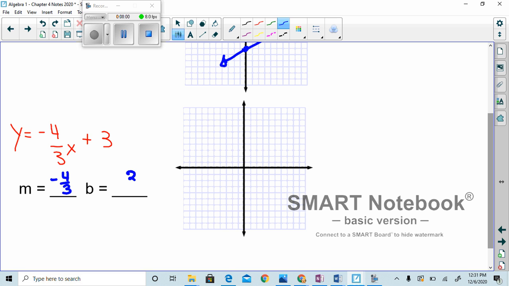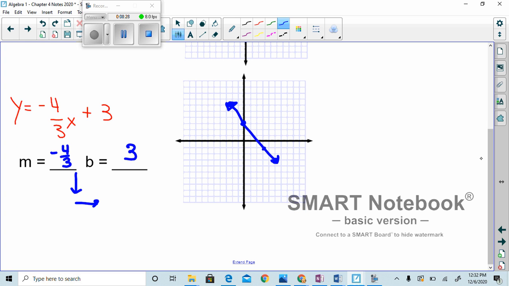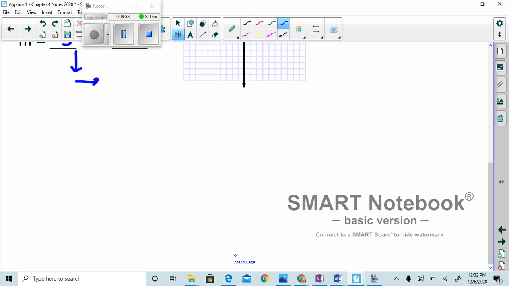and our y-intercept. We stop and we think about, well, how do I start graphing? From the y-intercept. My slope here is negative. It's telling me to go down 4 and over 3. So let's count down 1, 2, 3, 4 and over 1, 2, 3. And there's my 2 points. There's my connection. And there's my line. Negative slope, negative number.